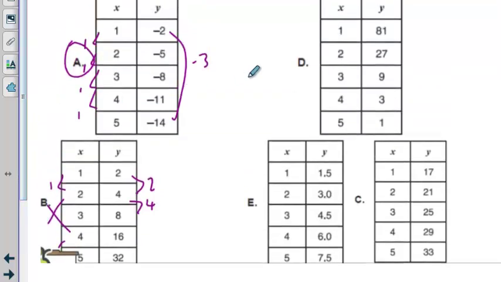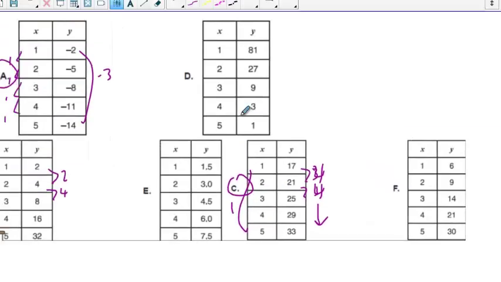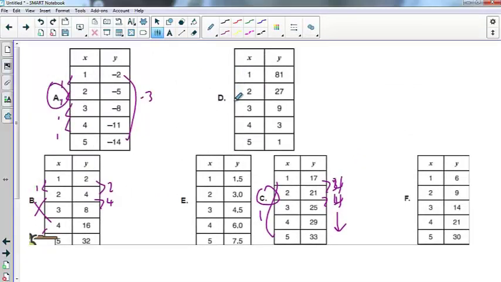With me on that? Okay, C, what are we increasing by here? 1 all the way. And for Y? 4. 4 all the way through, right? So C is the answer. D, what are we increasing by here? 1 all the way through. What about here? You're dividing by 3, right? Doesn't work. Has to be adding or subtracting.